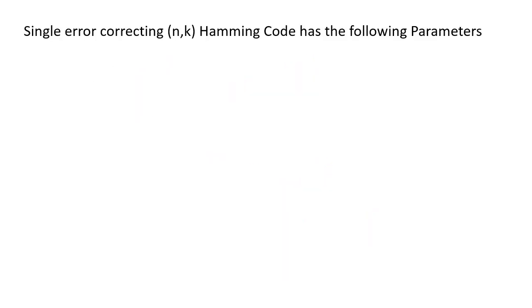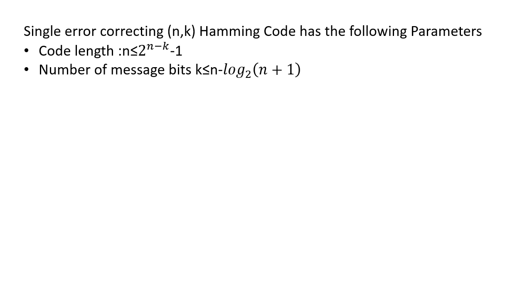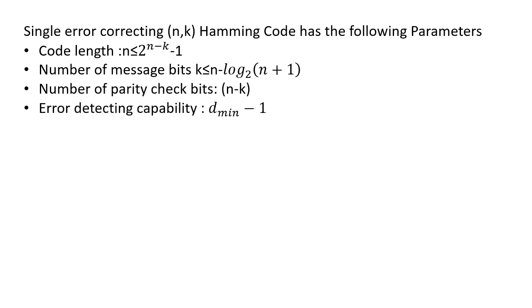For a single error correcting (n, k) Hamming code, the parameters are as follows. Code length n will be less than or equal to 2 to the power of n minus k, minus 1. The number of message bits, that is k, will be less than or equal to n minus log to the base 2 of n plus 1. Number of parity check bits is n minus k. Error detecting capability will be d minimum minus 1, where d minimum is the minimum Hamming distance. Error correcting capability t is d minimum minus 1 by 2.